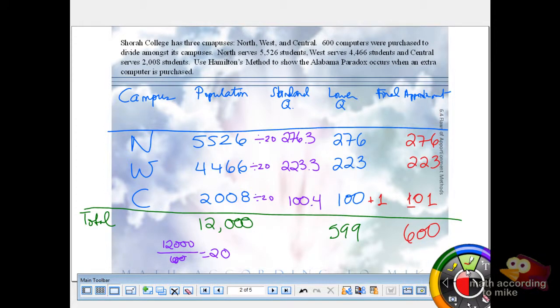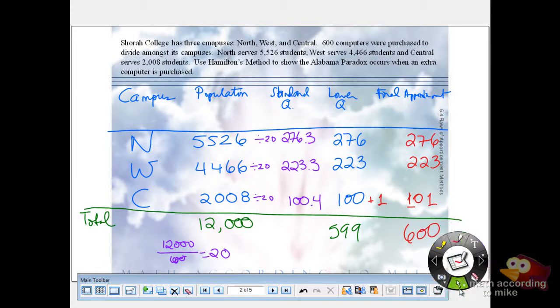So that's phase 1. So now we're going to buy 1 additional computer. We're going to do this whole thing again. I'm going to shrink this down, recreate the chart, but we go back to the beginning. The population won't change, but the divisor is going to change. Instead of being 12,000 over 600, it's now 12,000 over 601. Go ahead. Questions on phase 1?